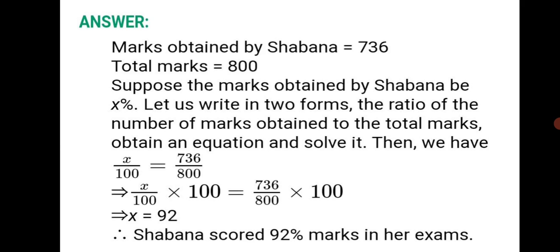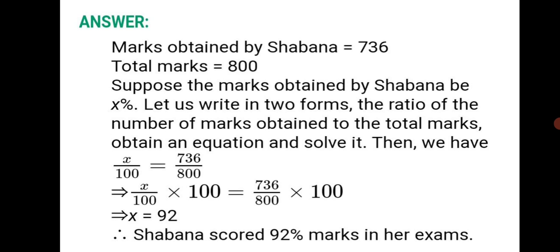So what method have we followed here? We have just written what is given in the question, her marks and total marks, and we took her percentage to be x%. Then we formed the equation. X% means x upon 100 is equal to 736 upon 800. And then we followed the method of operations that we have learned in the previous chapter. Multiplying by 100 on both the sides, we solve the equation.